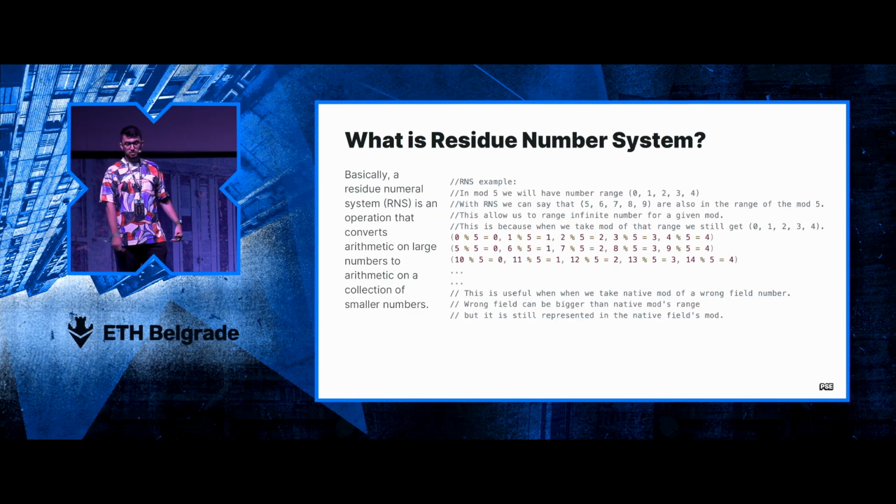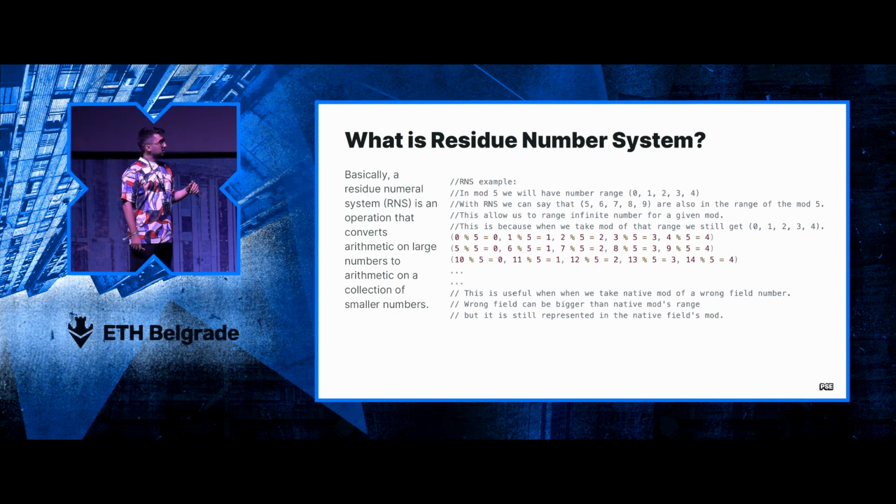We can start with RNS because I think it's a little bit easier. Basically, if we use mod 5, we have 0, 1, 2, 3, and 4. You can't get 5, 6, or 7 because you will take the mod and it will be 0, 1, 2, etc. But that doesn't mean that we don't have these numbers. We can represent these numbers in a way, and we can keep the data, but still lower it and use it in our calculations.